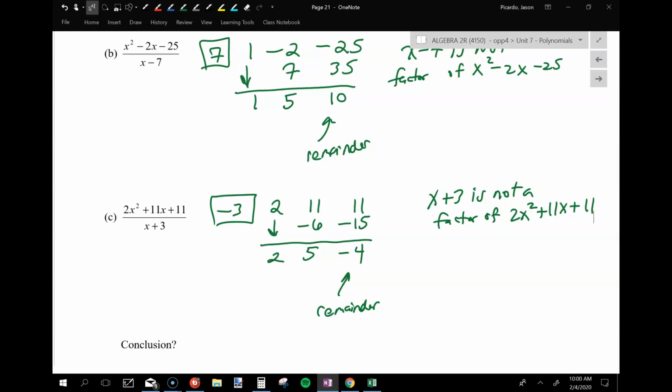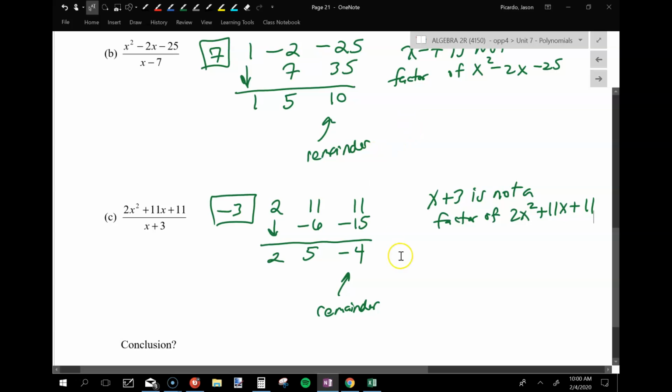All right, so we have 3 cases, guys, where the denominator is not a factor, okay? And that's, again, because we got remainders not equal to 0.